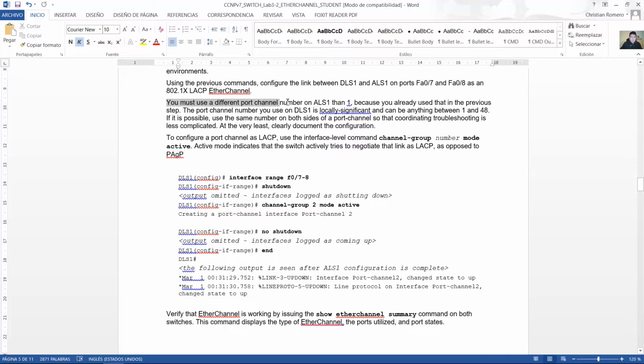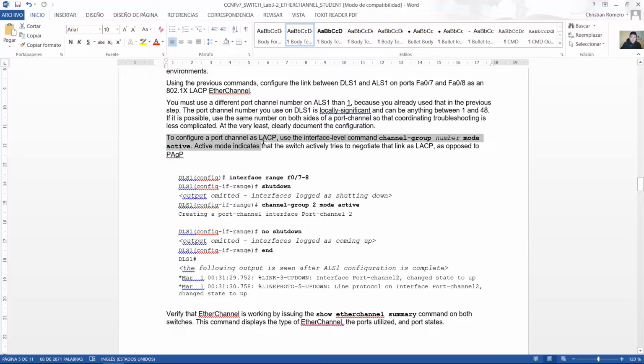You must use a different port channel number on ALS1 than 1, because you already used that in the previous step. The port channel number you use in DLS1 is locally significant and can be anything between 1 and 48. If it is possible, use the same number on both sides of a port channel so that coordinated troubleshooting is less complicated. At the very least, clearly document configuration.